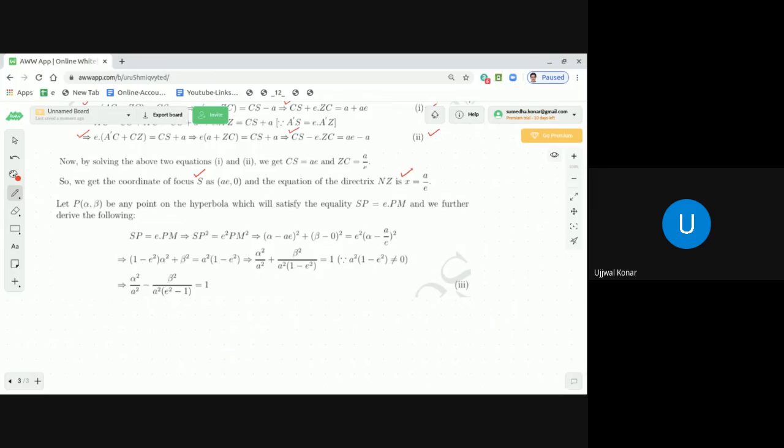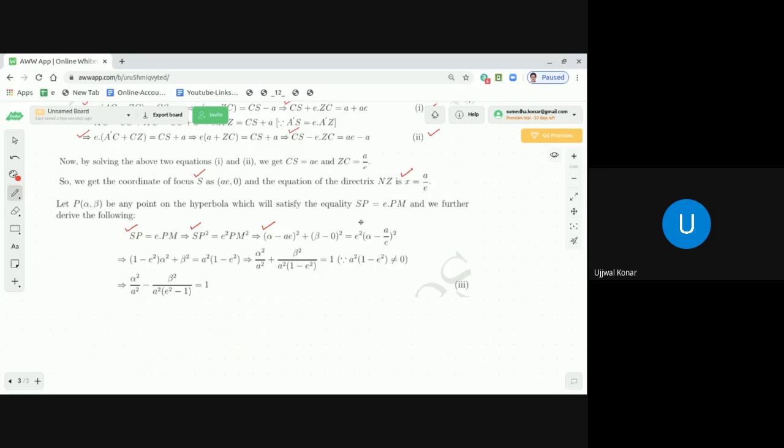Correct? Now, dear students, let alpha comma beta be any point on the hyperbola which will satisfy the equation SP is equal to e into PM. So definitely SP is equal to e into PM, that means SP square is equal to e square into PM square. Now what is SP square? We know the coordinate of the point S and the coordinate of the point P, so we can easily derive SP square. And PM square is also very easy to find out.